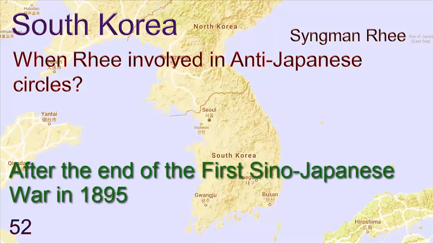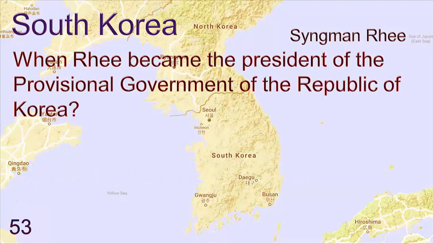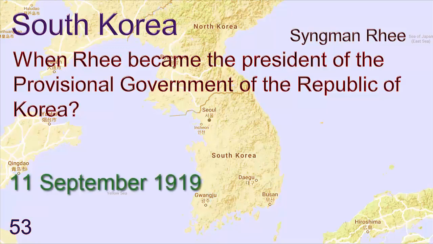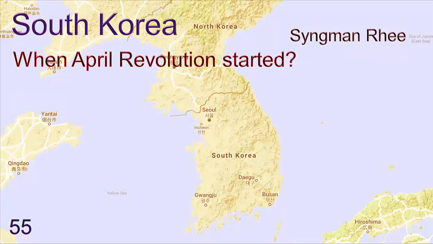When was Rhee involved in the anti-Japanese circle? After the end of the First Sino-Japanese War in 1895. When did Rhee become the president of the Provisional Government of the Republic of Korea? 11 September 1919. When did Rhee become the president of South Korea? 24 July 1948. When did the April Revolution start?